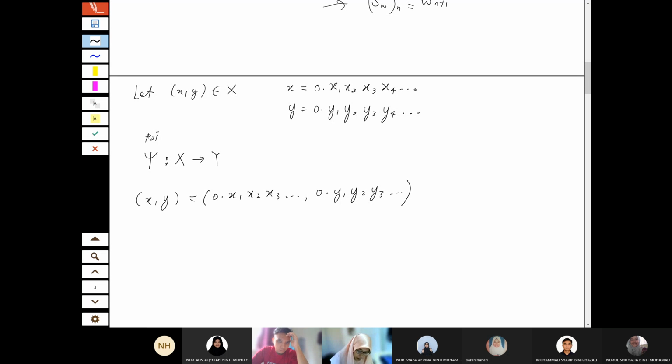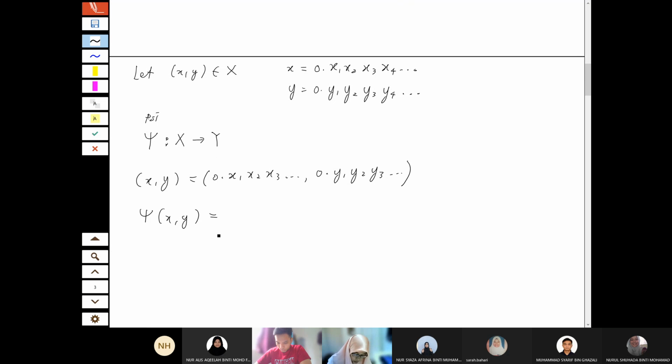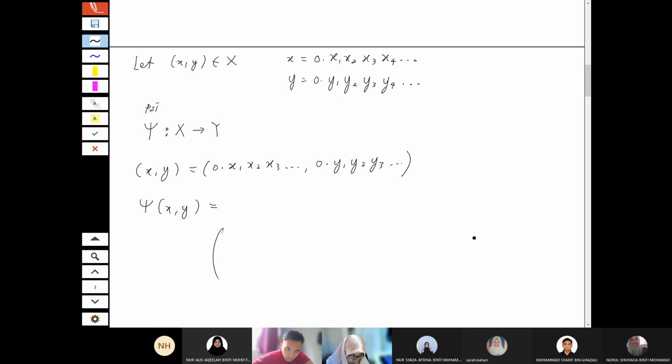Okay, so we will have the image. Now we want to find the image of this xy. Becomes what? So let's see. The image is quite tricky. So first, let's list down all the coordinates.